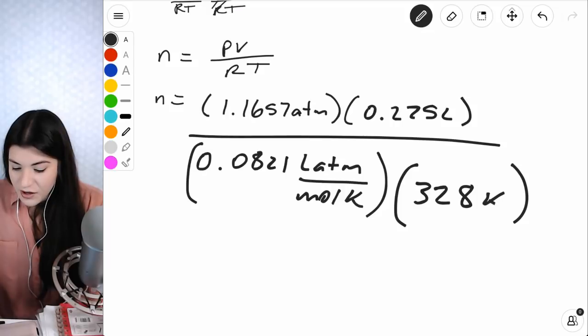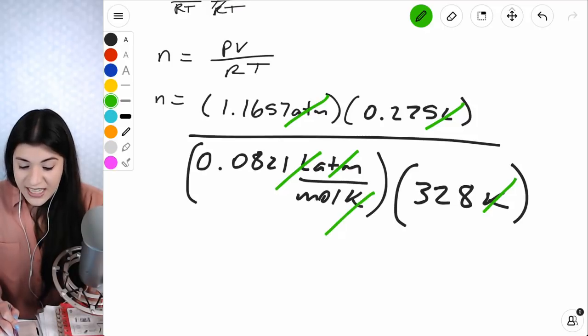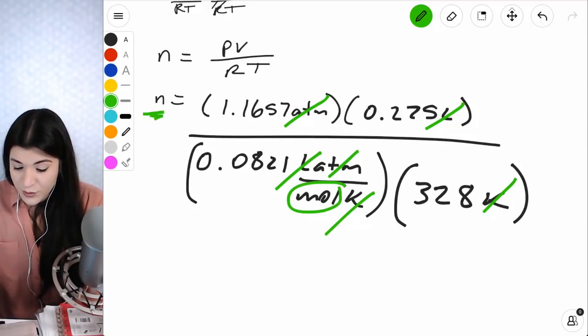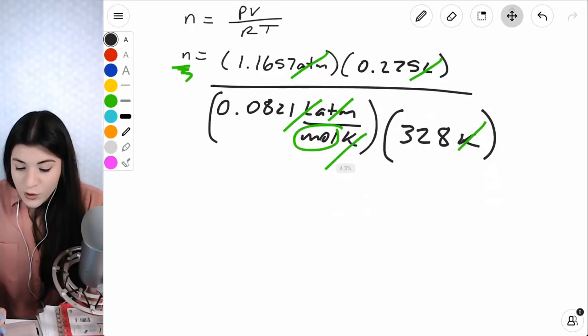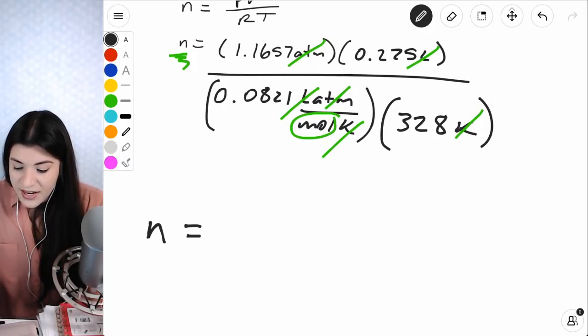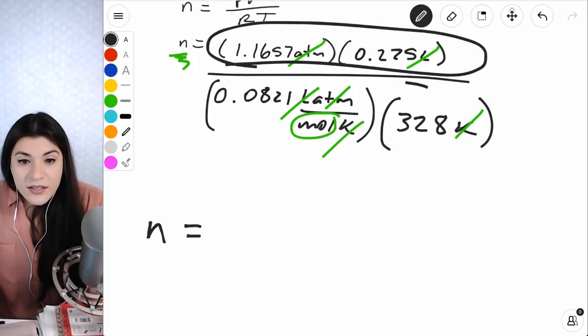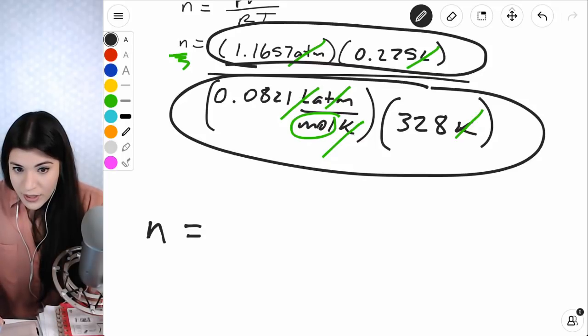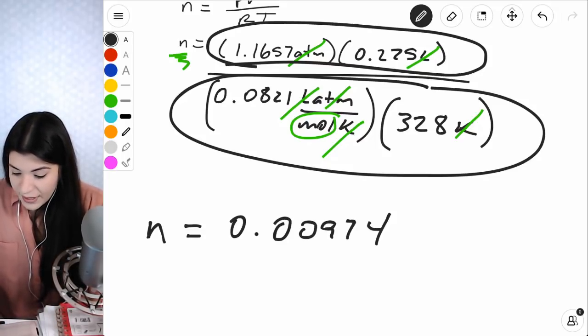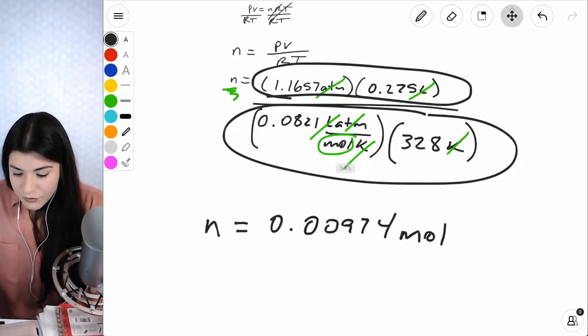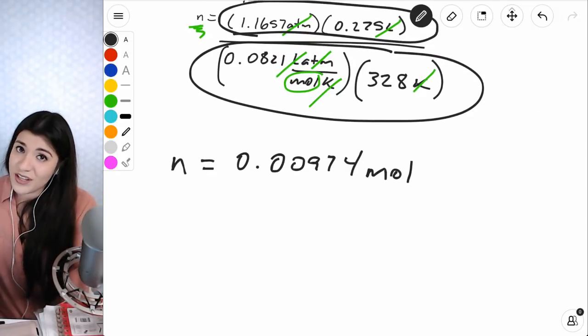Just looking at the units, our atmospheres cancel, our liters and liters cancel, our Kelvin and Kelvin cancel, and we're left with moles, which is exactly what we're solving for. So far so good. Then we'll multiply straight across, so multiply these two and divide by these two. That'll give us 0.00974 moles.